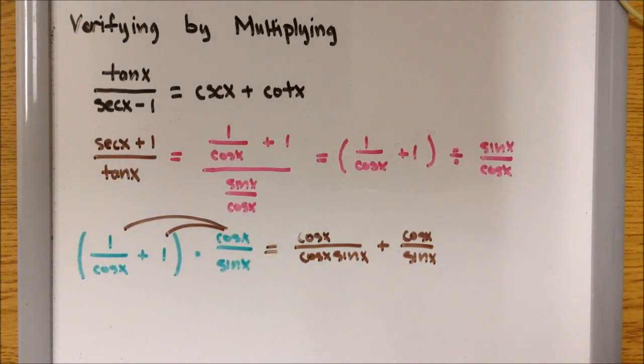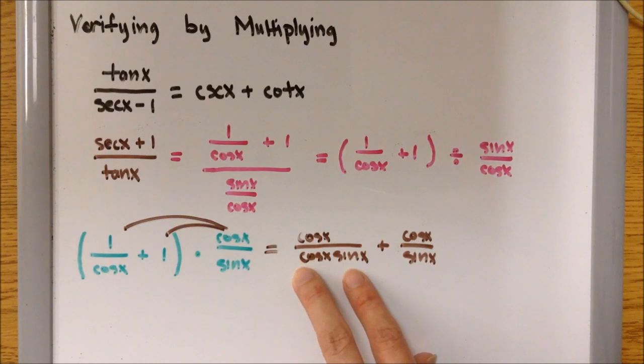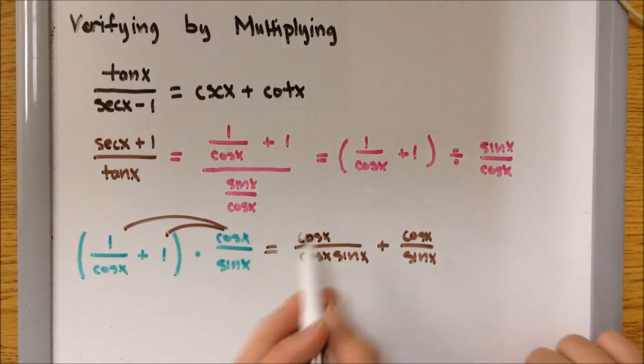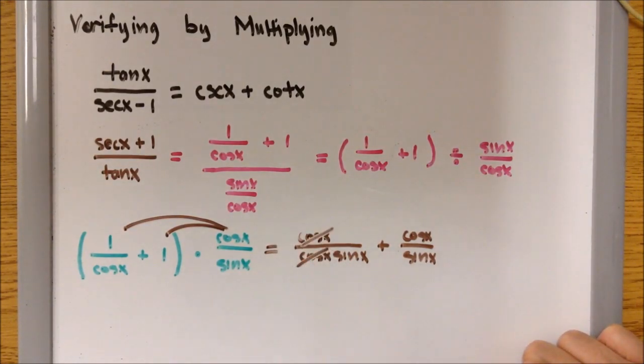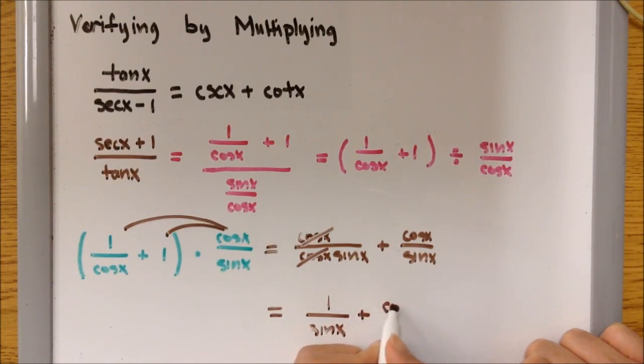Next, I take a look and I notice in our first fraction we have a cosine of x on the numerator and a cosine of x on the denominator. In addition, cosine of x is multiplying to the sine of x, so we can simplify by dividing. So I'm going to divide by cosine of x, and what I'm left with is 1 over sine of x plus cosine of x over sine of x.